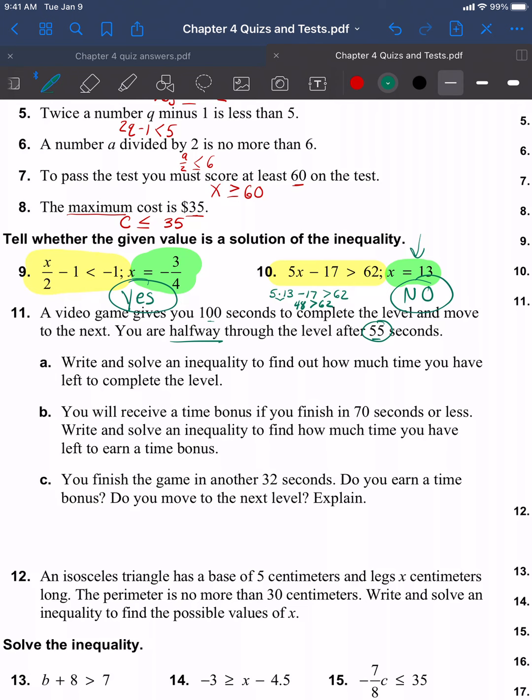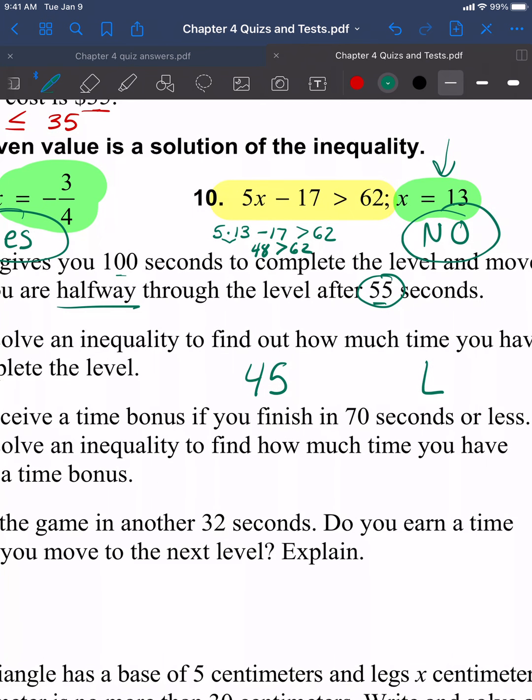45 seconds? I've got 45 seconds to finish the level. Agreed? I'm going to say L for level. Okay? Can I finish my level in less than 45 seconds? Yeah. Sure. If I finish my level in 30 seconds, I'm okay. What happens if I finish my level in 60 seconds? I didn't get to pass on to the next level, correct?